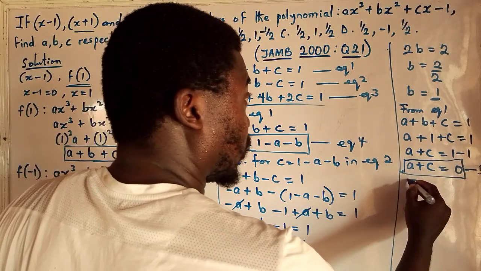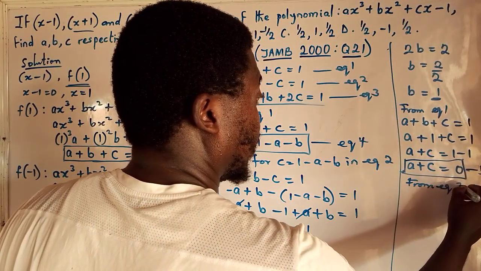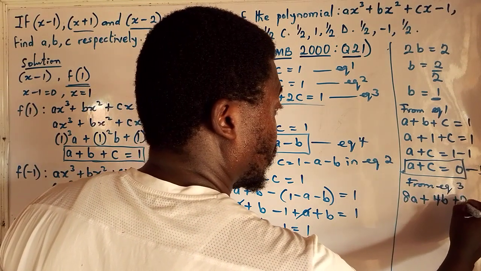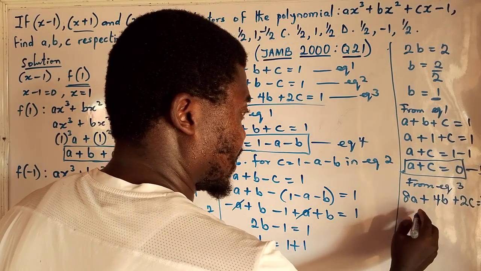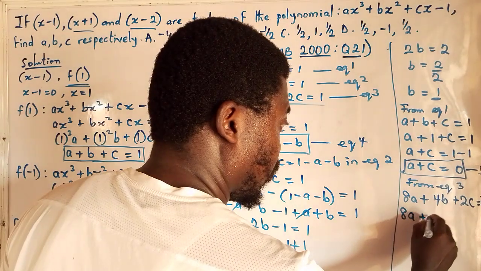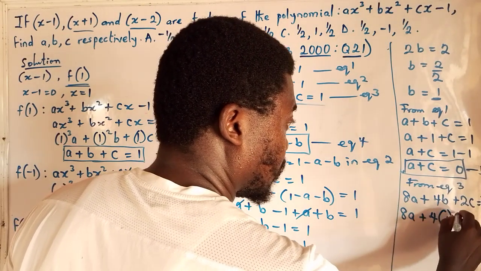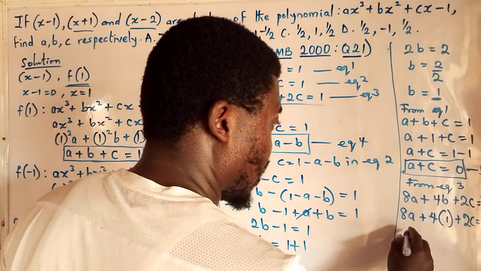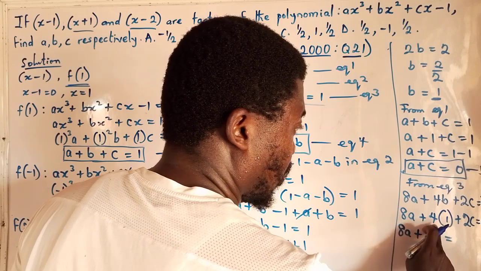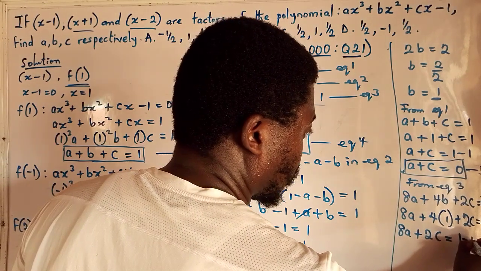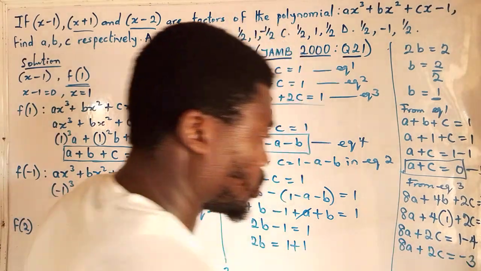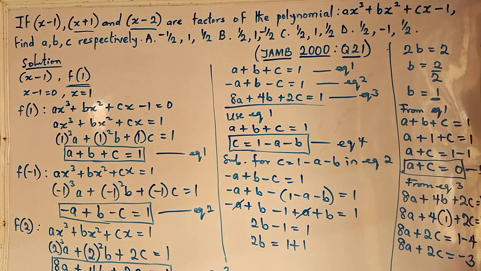So we have from equation 3, we have 8A plus 4B plus 2C equals 1. So what is our B now? We have 8A plus 4 open bracket 1 close bracket plus 2C equals 1. So we have 8A plus 2C equals what? 4 times 1 is 4. Take it to the other side. So 1 minus 4. So we have 8A plus 2C equals minus 3. So we can solve this one using the elimination method now.